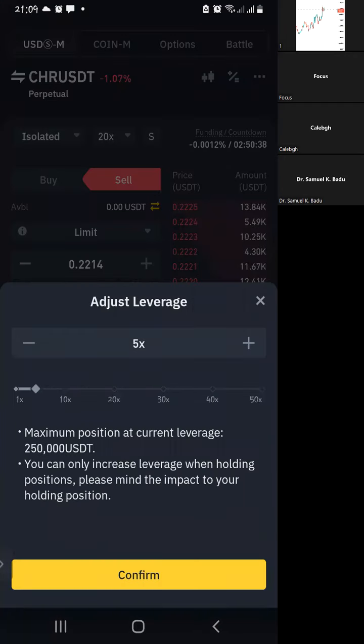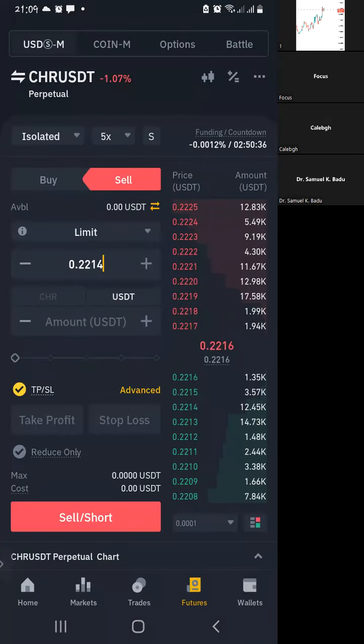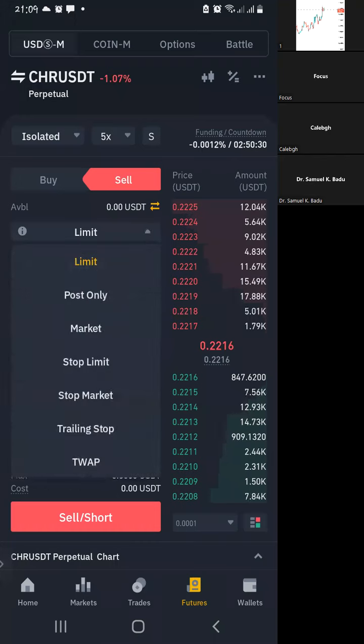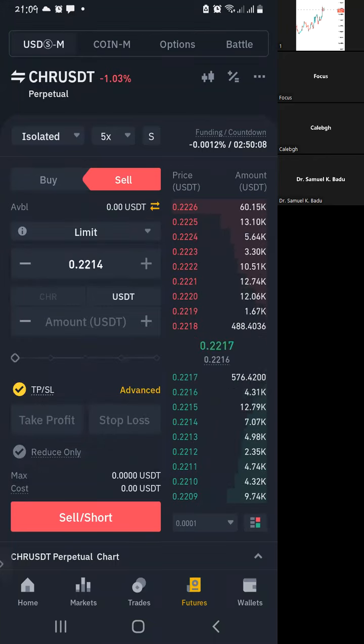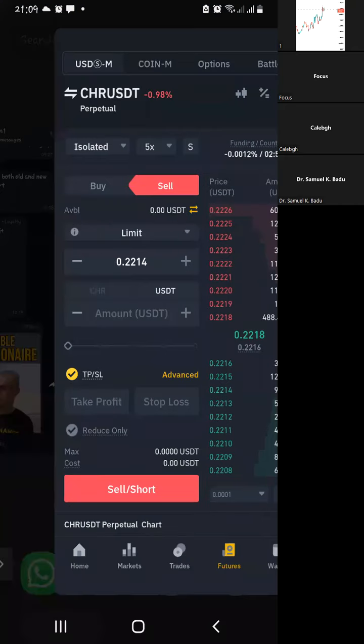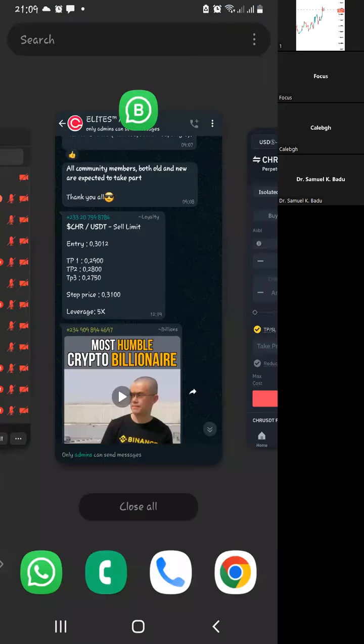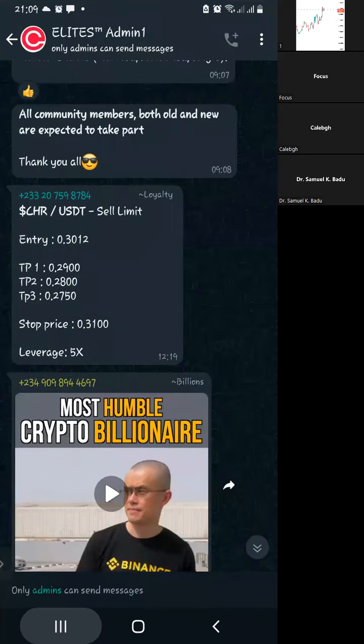Okay. Then it says limit, so we leave it on limit. But once again, when you come here, you see that we have limit. Forget about the rest. But if you look through, you have limit, you have market, you have stop limit. The way I explained the market, limit and stop limits in the spot trading is the same thing that applies here. So we are not going to go through that again. So the call says we should use a limit. So we put it on limit. And then we set the entry. So the entry is 0.3012.